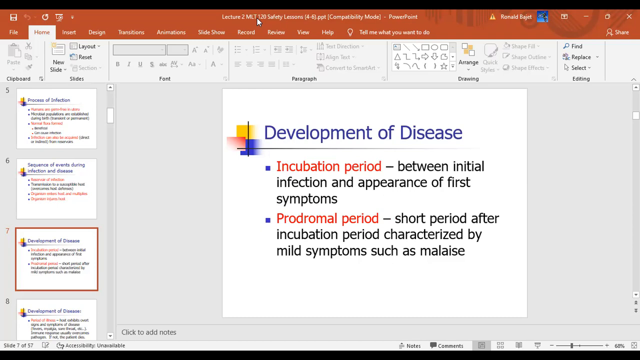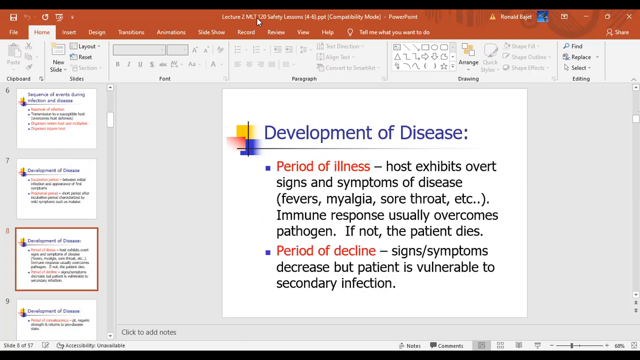Basically your symptoms are getting a little bit worse. And then you have the period of illness. This is when you're really sick. The host will exhibit overt signs and symptoms of disease. So now you're feeling really sick. You've got fever, myalgia, sore throat, you're coughing all over the place, and your immune response is trying to overcome this infection. So the immune response usually overcomes the pathogen. If not, then you'll die.